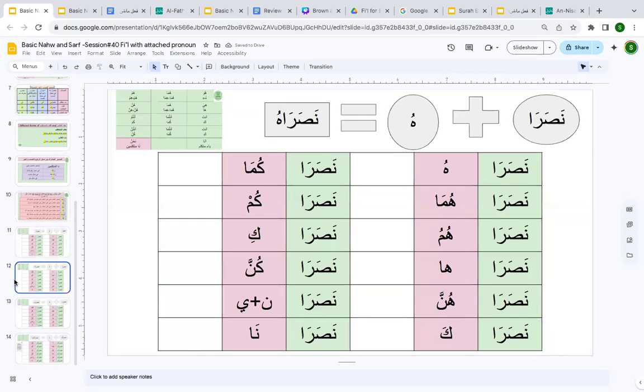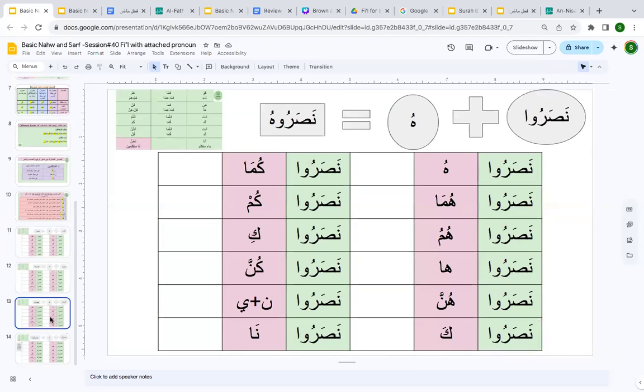Now look at this one. This one is going to be easy, but let's just do this one. When you learned your word nasaru, how did you see it written? Every time there was a waw of plural, wawul jama'a, there was an alif after it. And this means they helped. Whenever there is a pronoun attached to this waw, you know what happens to the alif? It gets dropped. Now you no longer see the alif.